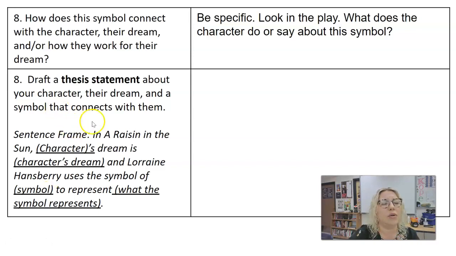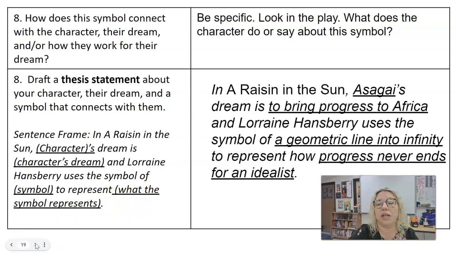And for number 9 now, it's time to draft a thesis statement about your character, their dream, and a symbol that connects with them. Here's a sentence frame for you. In A Raisin in the Sun, character's dream is, and then list the dream, and Lorraine Hansberry uses the symbol of, list the symbol, to represent, and then what the symbol represents. So here's my example for you. In A Raisin in the Sun, Asagai's dream is to bring progress to Africa, and Lorraine Hansberry uses the symbol of a geometric line into infinity to represent how progress never ends for an idealist.